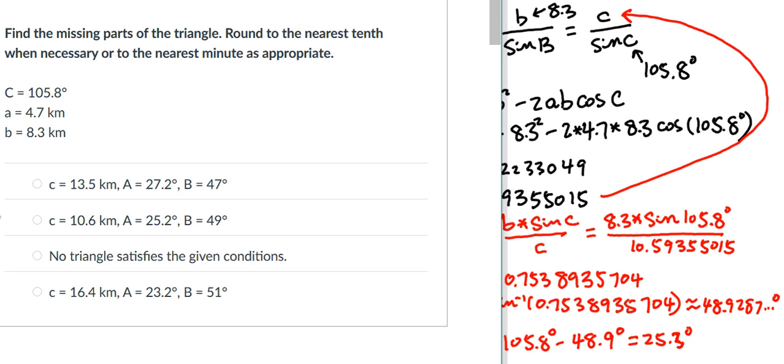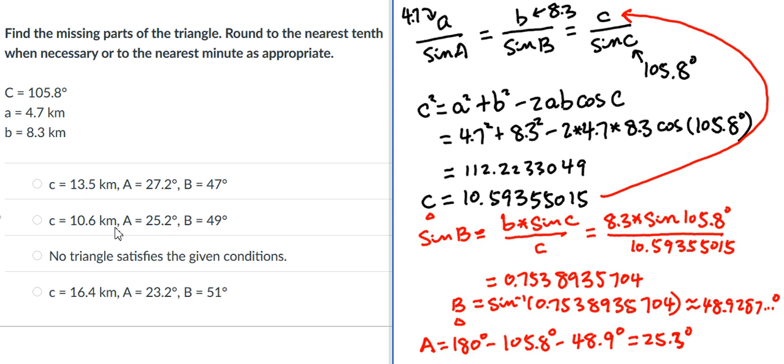Which one would be the closest answer? C is 10.6. This might be this one. And then A, 25.2, because of the rounding error. B is 49. You can round it up, 49 degrees. So we should choose this closest one. Okay, I'll see you next time.